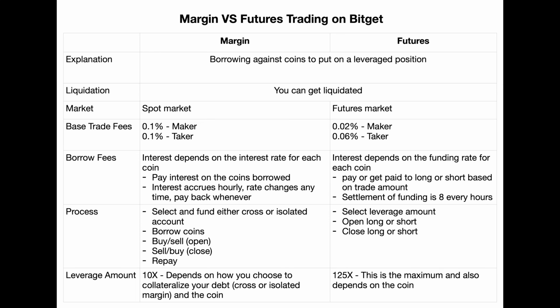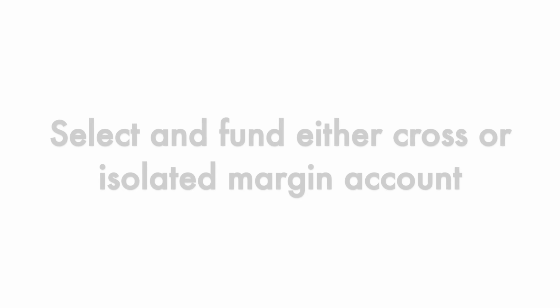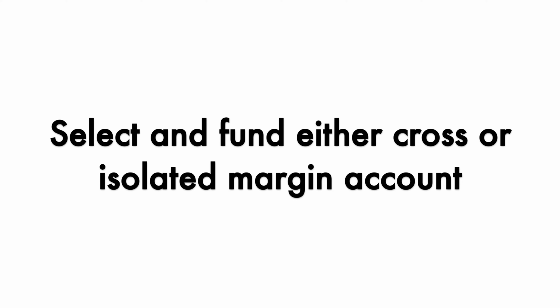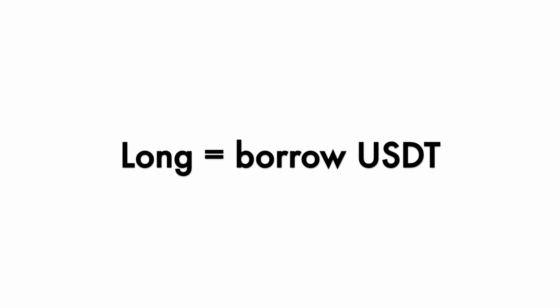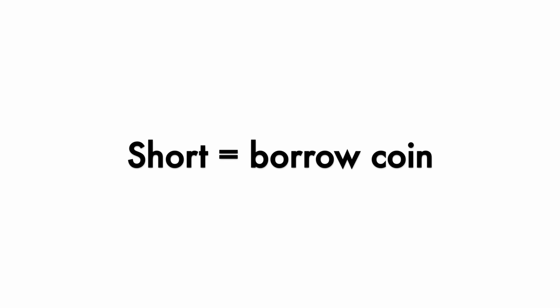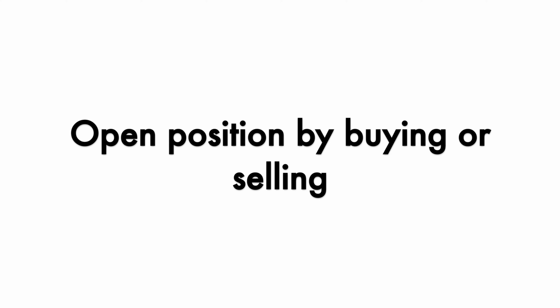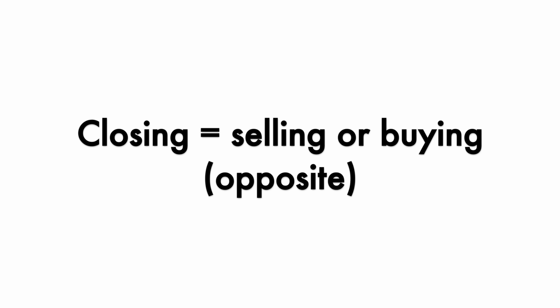As for the process to put on a margin trade, you would first need to select and fund either your cross or isolated account. After, you would borrow the coin that you're looking to long or short. If you're looking to long, you would borrow USDT. If you're looking to short, you would borrow the coin that you would want to short. You would then open your position by either buying or selling the coin depending on your position. To close out your position, you would have to do the opposite by selling if you went long or buying back if you went short.